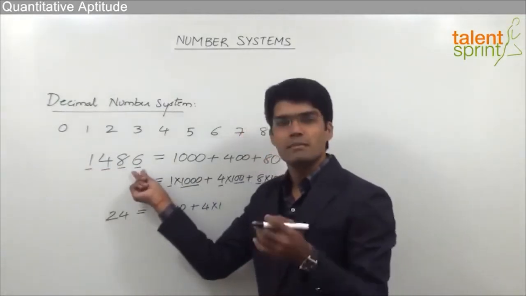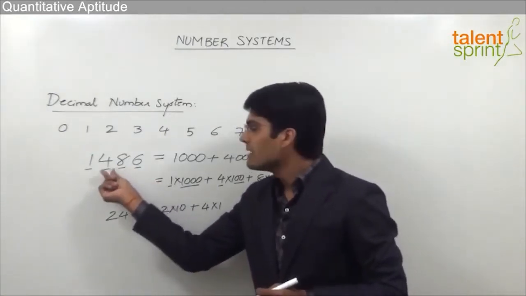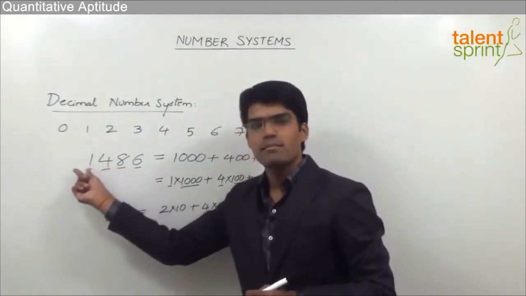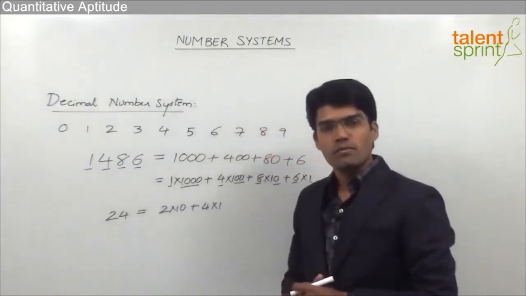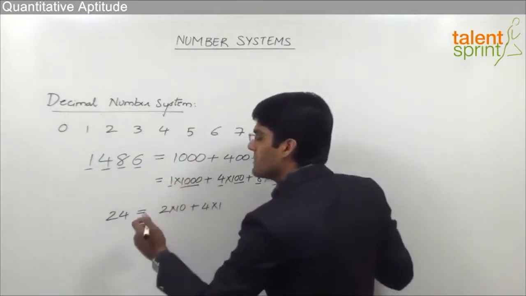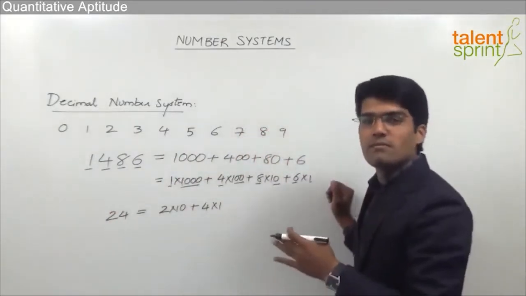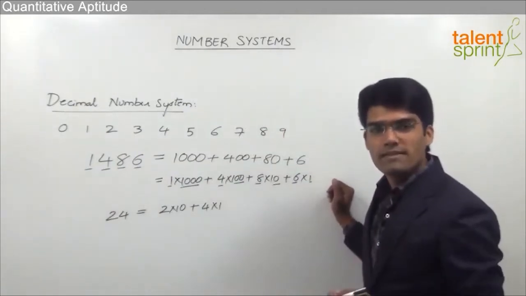10 power 0 is nothing but 1. So that is why it is called units place. 10 power 1 is 10. 10 power 2 is 100. 10 power 3 is 1000 and so on. So from this we can understand that the representation of any number in decimal number system should be in terms of powers of 10, starting from 0 from right hand side to left hand side.